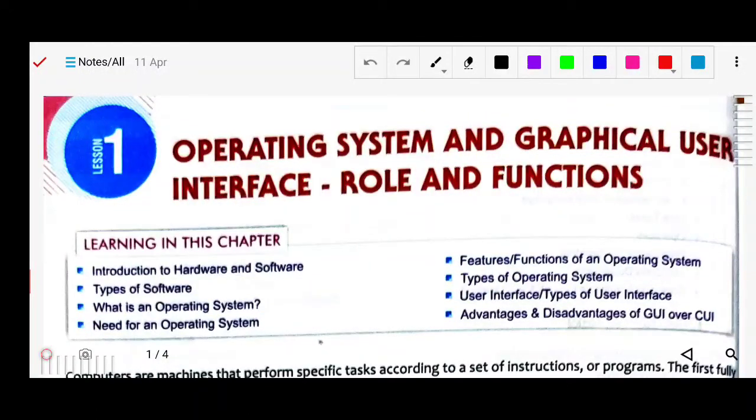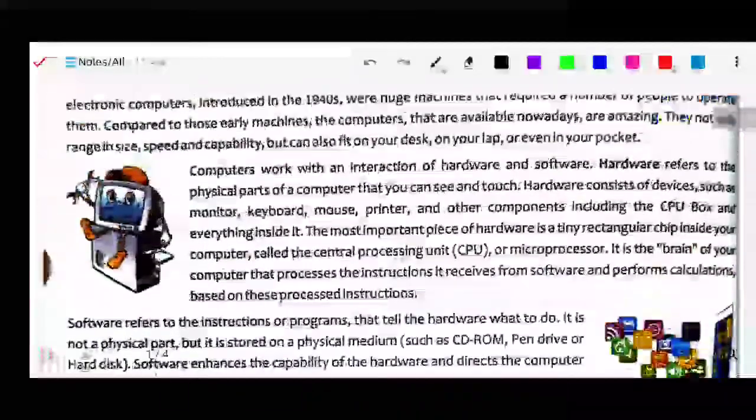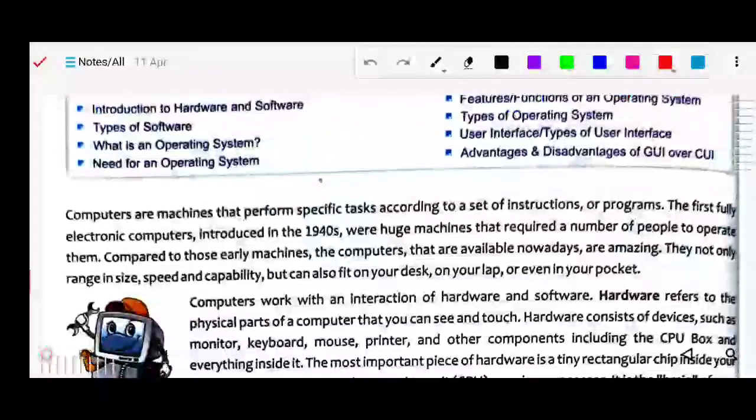Good morning, students. Today we will study lesson 1, operating system and graphical user interface, role and functions. In this chapter we will learn about hardware and software, types of software, about operating systems, and what the functions of an operating system are. As we know, our computer basically comprises two main things, hardware and software, and both are interdependent. Without hardware and software, a computer cannot run.